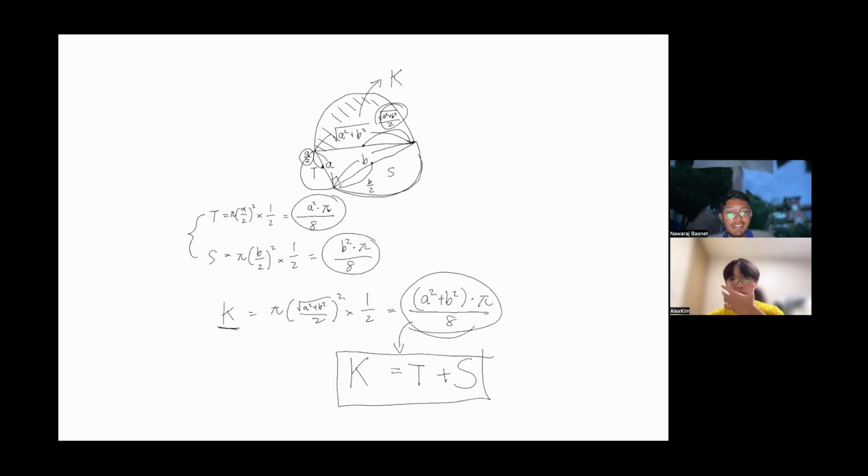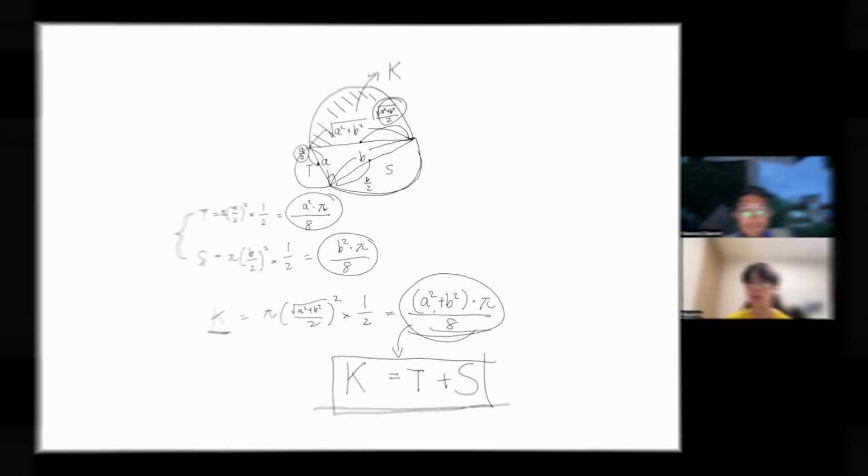So it's just finding the radii in terms of two variables, finding the areas using those, and then matching T and S with this to find our final answer. So no questions for this one? No, sir. Okay, then we can move on to the next question.